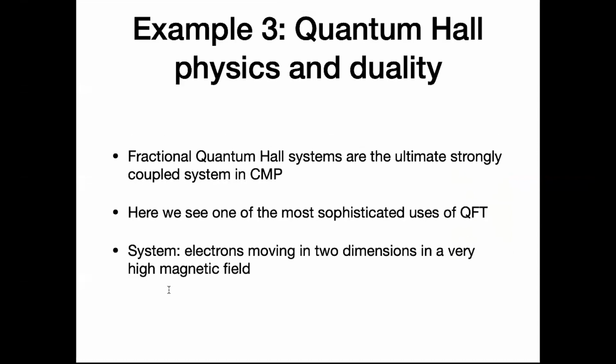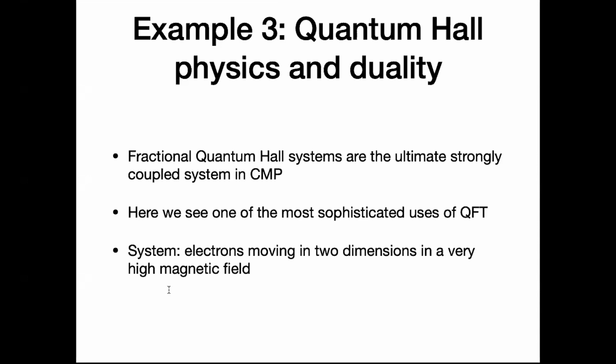Okay, so now the third example that probably I will have to describe without a lot of technical details is the quantum Hall physics and duality. Fractional quantum Hall systems are the ultimate strongly coupled system in condensed matter physics. It is a very rich system. The theoretical problem is very complicated. Experimental data are quite abundant.